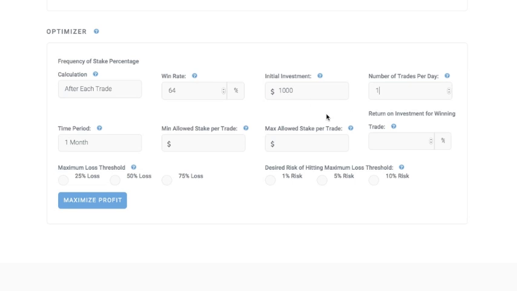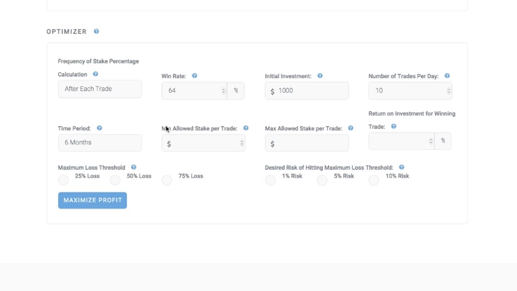All right, let's say we're getting 10 signals a day and we're taking action on all of them. And I'm going to go ahead and just run this for 6 months. Now the minimum allowed stake per trade, as you should know the definitions of all of these already from watching the previous videos on Simulator and other tools, but I'm just going to cover this real quick to make sure.